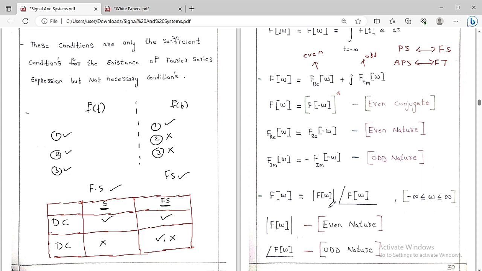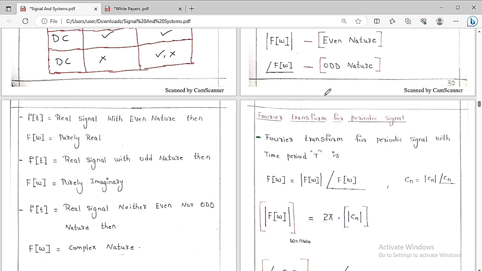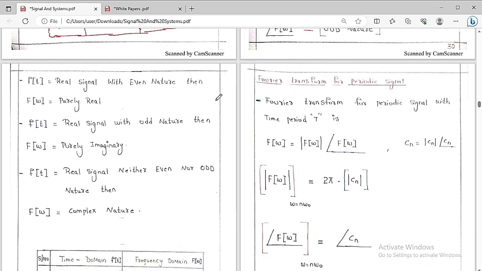So therefore, we can say that F(ω) is equal to |F(ω)| ∠F(ω). The magnitude spectrum, which is |F(ω)|, is always going to have an even nature, whereas the phase angle, which is the phase angle of F(ω), will have an odd nature with respect to omega. So this is what you always have to keep in your mind. Now let's do some more analysis.